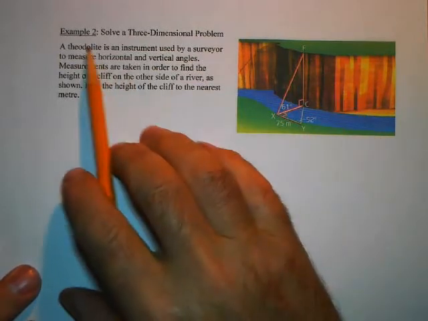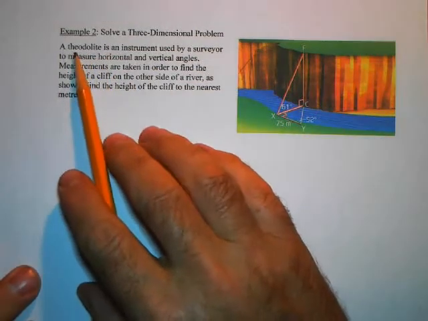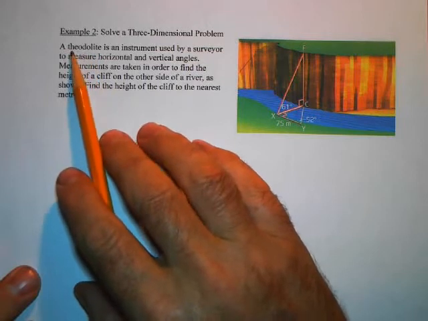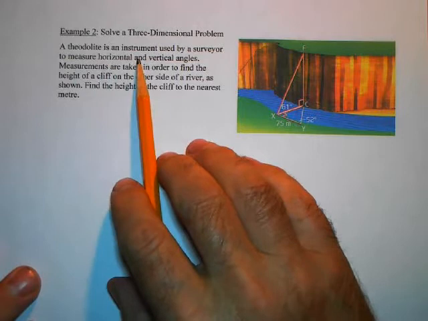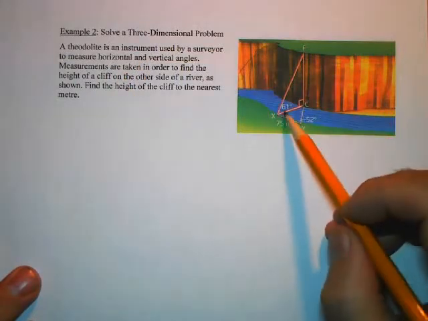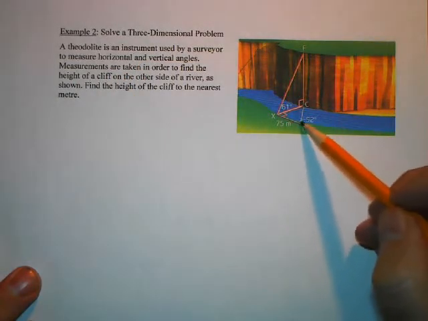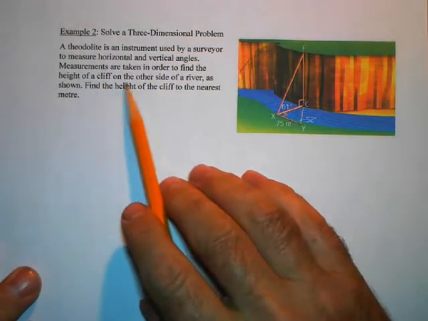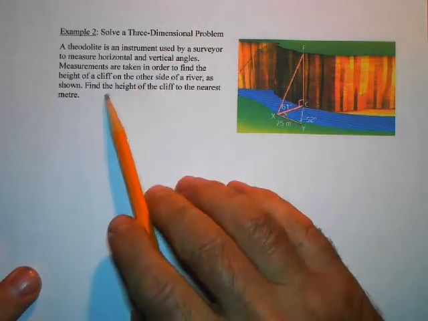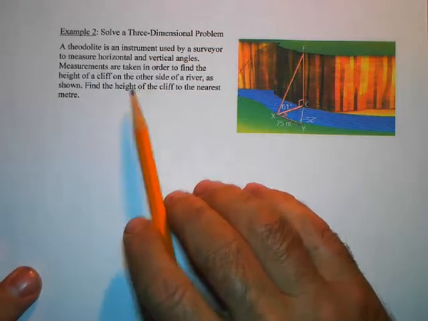Okay, so here's a word that you'll probably never use again. A theodolite is an instrument used by surveyors to measure horizontal and vertical angles. So that's the tool that they use to measure the 61 and the 52 angles. Measurements are taken in order to find the height of a cliff on the other side of a river. As shown, find the height of the cliff to the nearest meter.